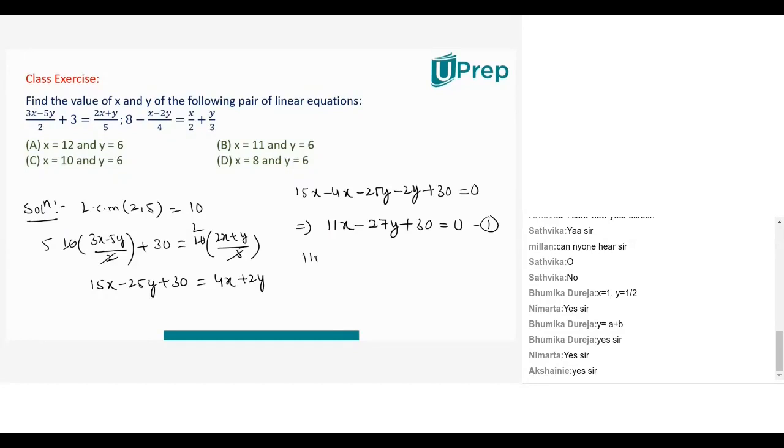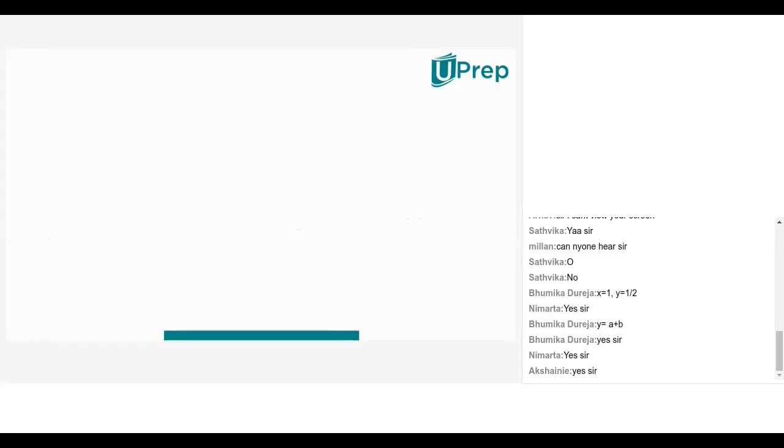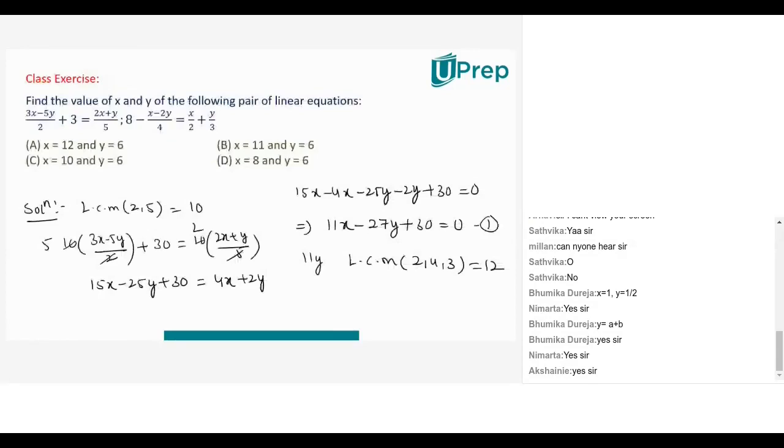Similarly, in the next equation, you have 2, 4, and 3. What is LCM of 2, 4, and 3? 12. It is 12. So multiply the entire equation with 12. So what do you have? It is 12 into x minus 2y by 4. Next, what do you have?